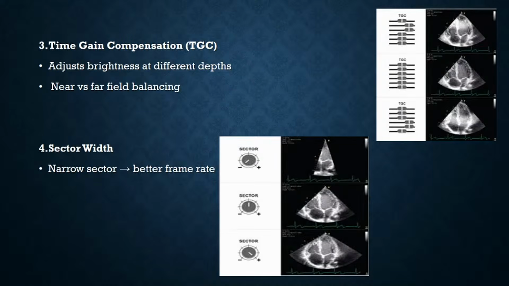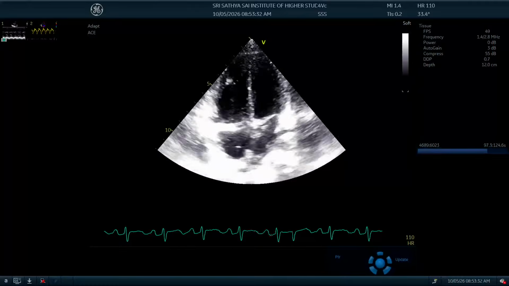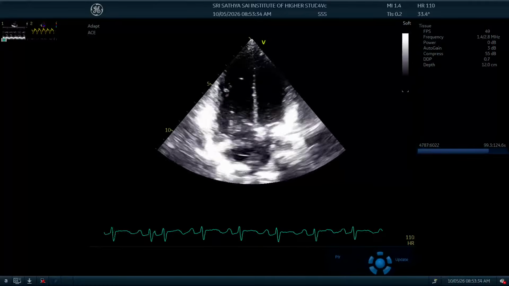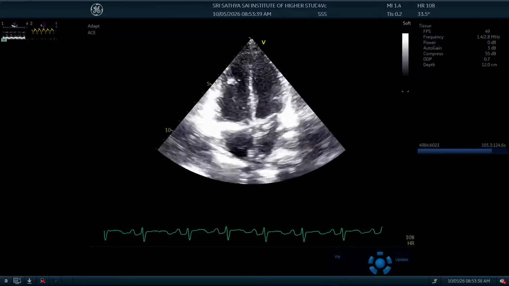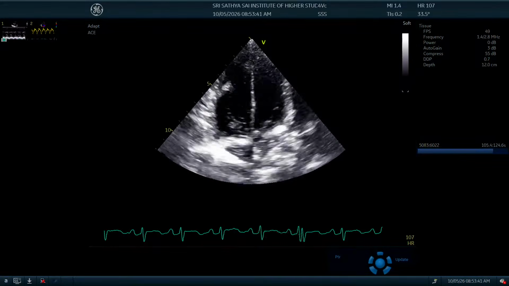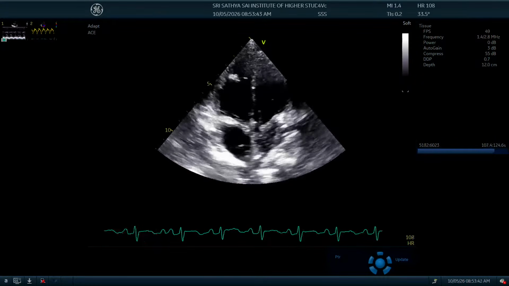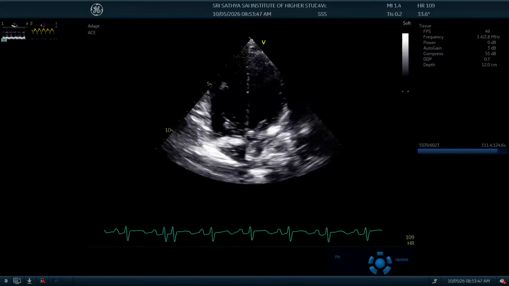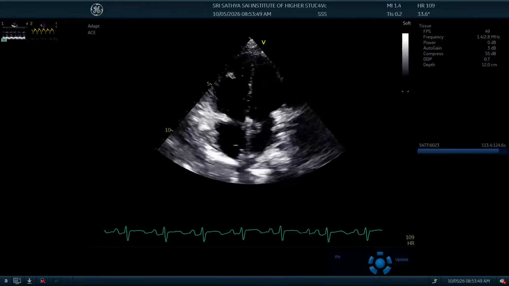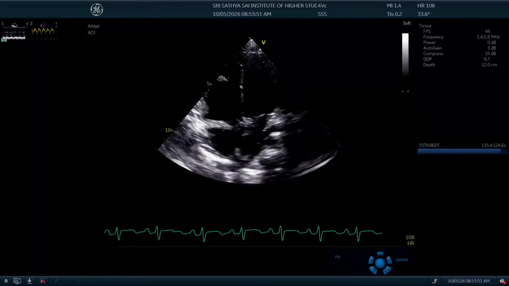Coming to the next, time gain compensation. It adjusts the brightness at specific depths rather than the whole image. The reason: sound loses energy and there will be attenuation, and as it travels deeper, the bottom of the image is darker than the top. Ideally, the TGC slider should be diagonal in slope from top to bottom.